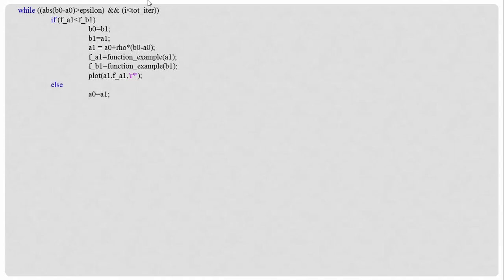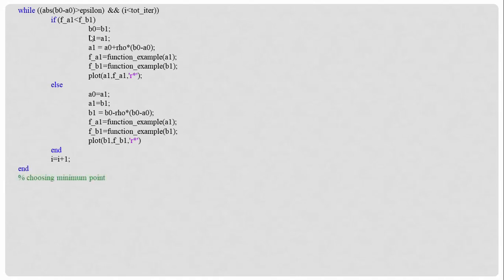If f of b1 is greater than f of a1 is not the case, we do the alternative, which means we'll take a0 equals a1. We will update the b1 value too, and we'll calculate the difference. Again, a2 and b2 here will be considered as b1 and a1, as the earlier values were changed. So again, we'll calculate f of a1, f of b1, and plot the graphs. After completion, we will increment the iteration number, so i equals i plus 1. This will be carried out until the interval size is less than epsilon or iterations exceed 20.